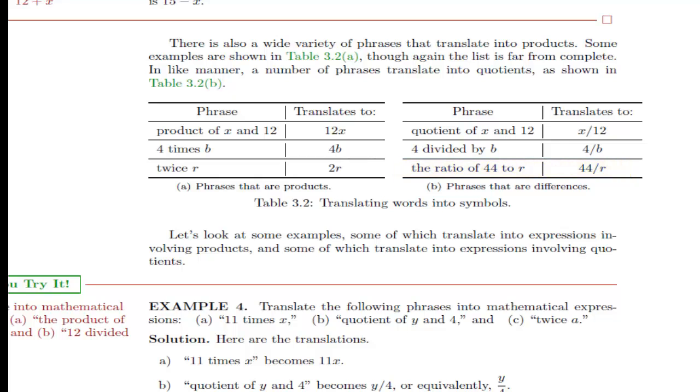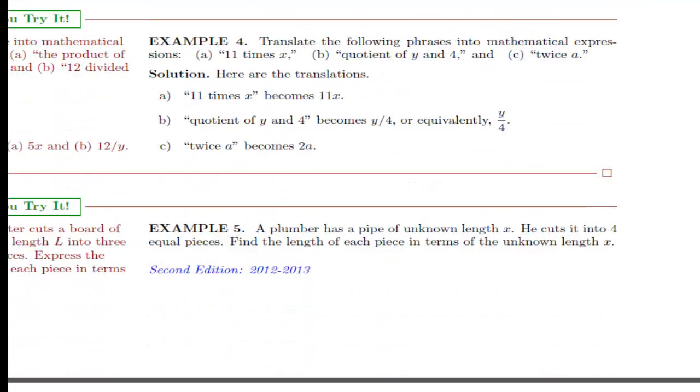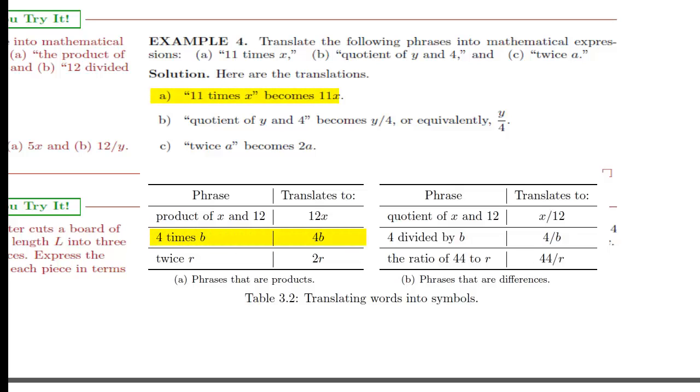Let's look at some examples, some of which translate into expressions involving products, and some of which translate into expressions involving quotients. Example 4. Translate the following phrases into mathematical expressions. A. 11 times x becomes 11x. B. The quotient of y and 4 becomes y over 4, or equivalently y divided by 4. And C, twice a translates to 2a, or the product of 2 and a.